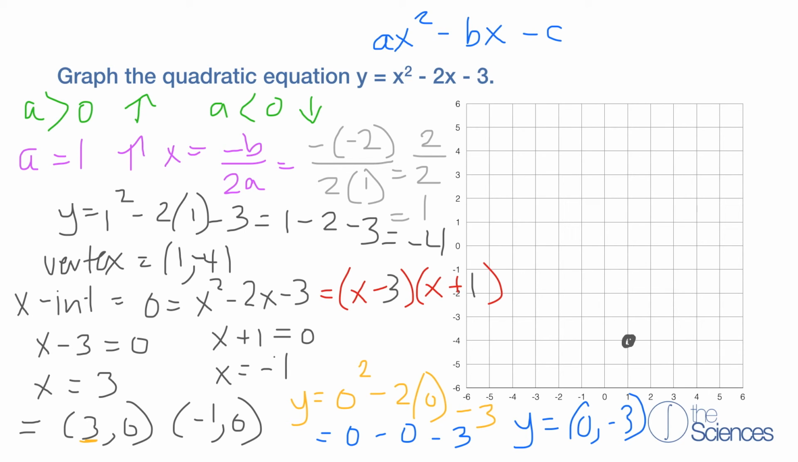Now our x-intercept is at 3, 0, which is here. We also have another x-intercept at negative 1, 0. And our y-intercept is at 0, negative 3. So now what we're going to do is just connect our points with a smooth line. And that's the graph of the quadratic equation y equals x squared minus 2x minus 3.